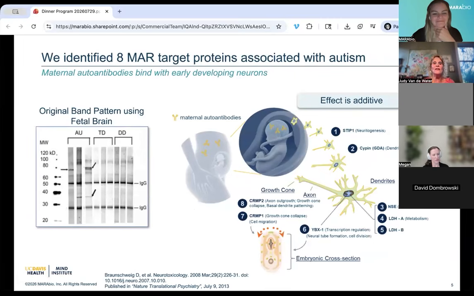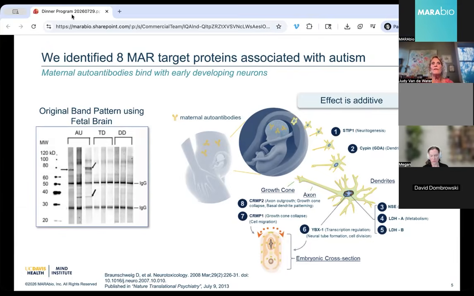And so we've identified 8 proteins that are associated with this phenotype. And in the very original early study, you can see we took fetal brain, ran it in a Western blot, probed it with patient and control plasma, and noted that the bands that were showing up, we see the arrows, were more frequent or were only present in the autism samples versus the typically developing and developmental delay without autism. So that's a fetal brain blot.